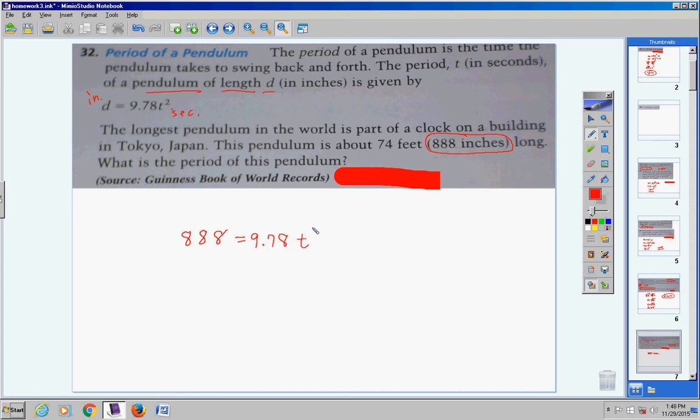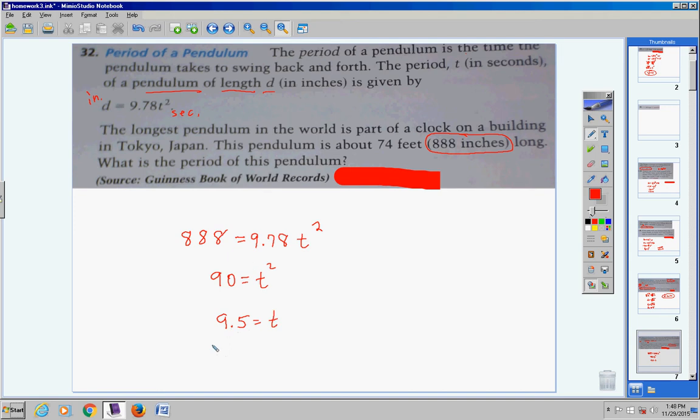9.78 T squared. Alright, now let's divide both sides by 9.78, and if we do that correctly, we're going to get 89.96960486. I'm going to round that to 90, okay? Now take the square root of both sides, and you're going to get 9.48. I'm going to put 9.5.